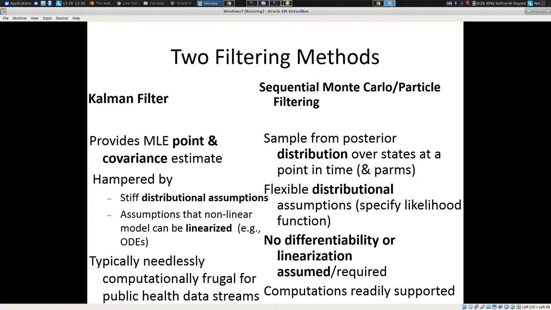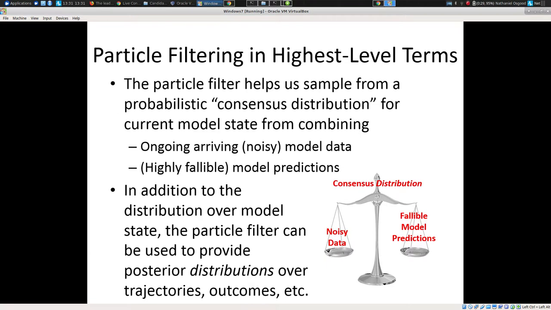In contrast to Kalman filtering, particle filtering has very general distributional assumptions. You could specify a likelihood function of your choice of form. It doesn't force any sort of Gaussian assumptions. It doesn't impose linearity constraints. And it doesn't require a system that's at a mathematical level differentiable. And computations for particle filtering can readily be accomplished within minutes for most systems, in a way that's perfectly consistent with the frequency of evidence we have for most systems. And with tools that will parallelize this, such as GPUs, you can likely do this in considerably less time yet.